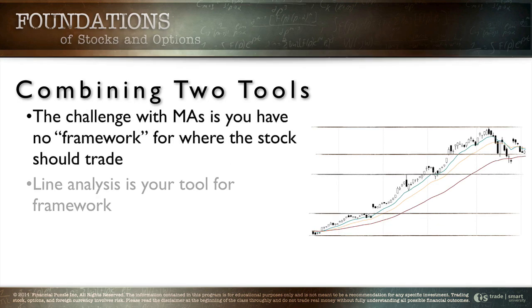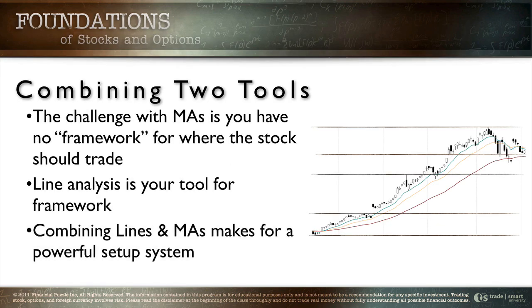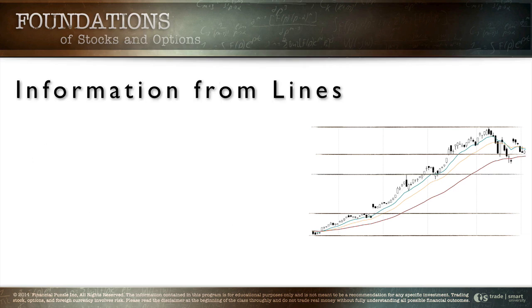The challenge of the moving average is the fact that you don't have a framework. And that's exactly what the line drawing does for you. Line drawing gives you a framework, tells you where the stock should be trading. The moving averages tell you the momentum. They show you when the trade is getting confirmed. So let's use our line analysis for our framework, and then we'll use our moving averages to help shape the trend. Together, our lines and our moving averages will give us a really powerful setup system.